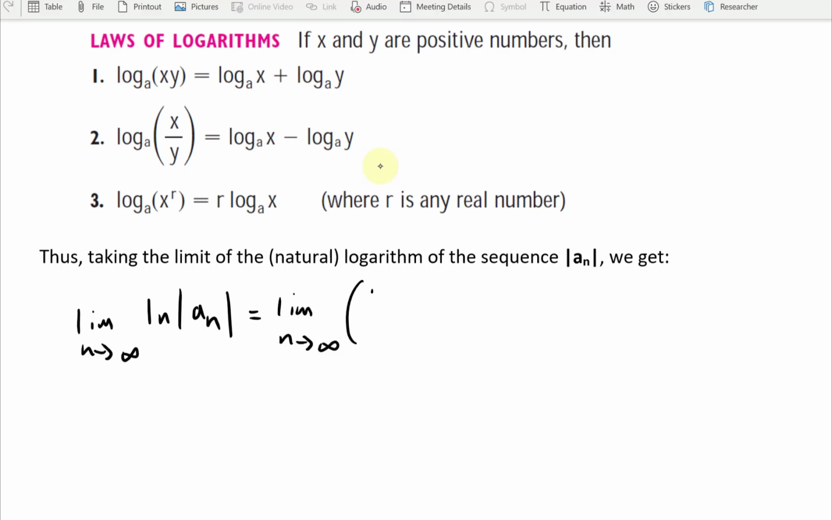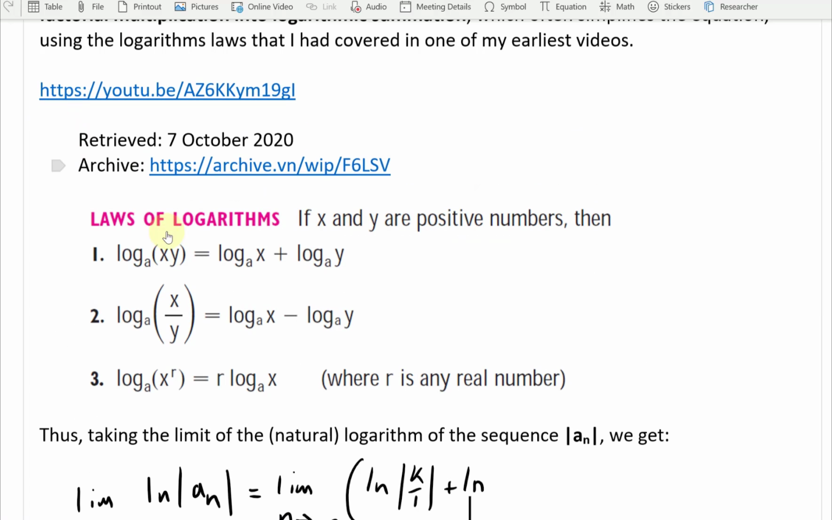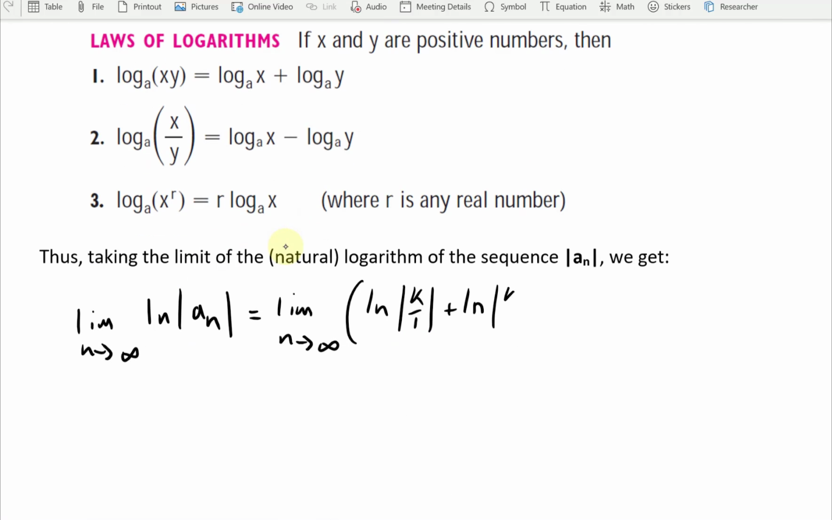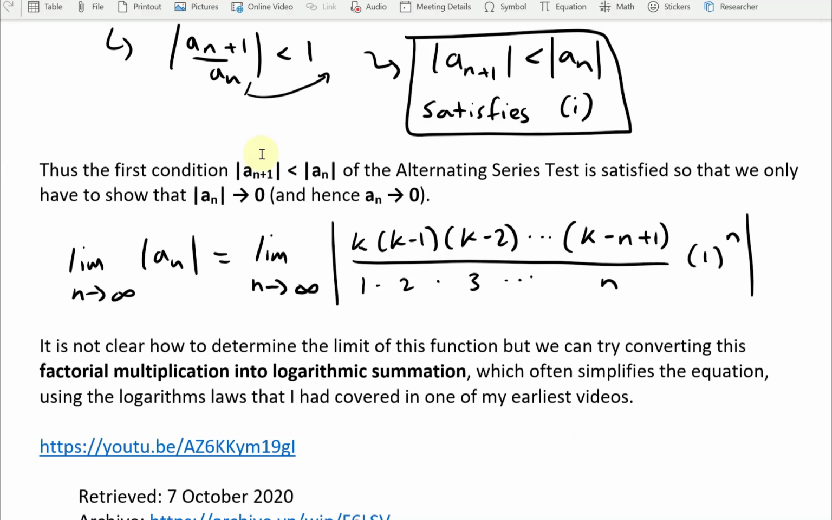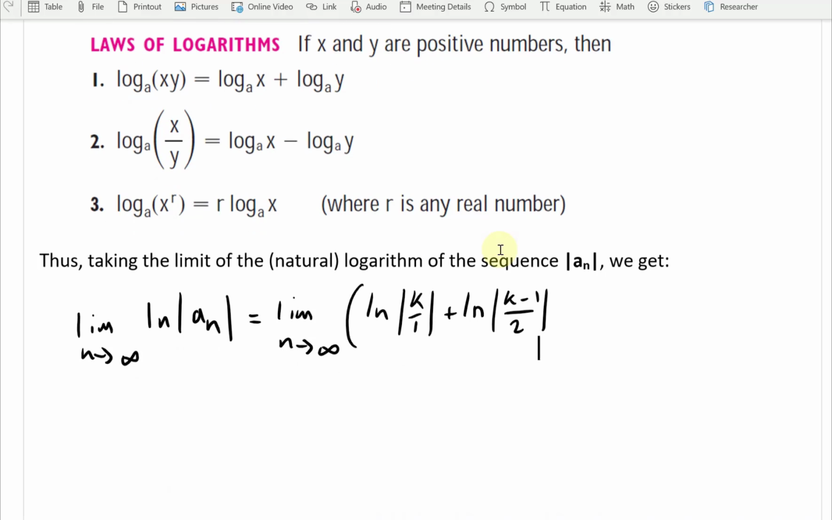So we're going to have it as ln of k over 1 plus ln, just using the log law, so all these multiplications become this one here. If you have x times y times z, you can just use this over and over again. So you'll have ln of xy plus ln of z, then you separate xy. This is going to be ln of k minus 1 over 2, and keep going on and on. The next one's going to be k minus 2, and over 3.